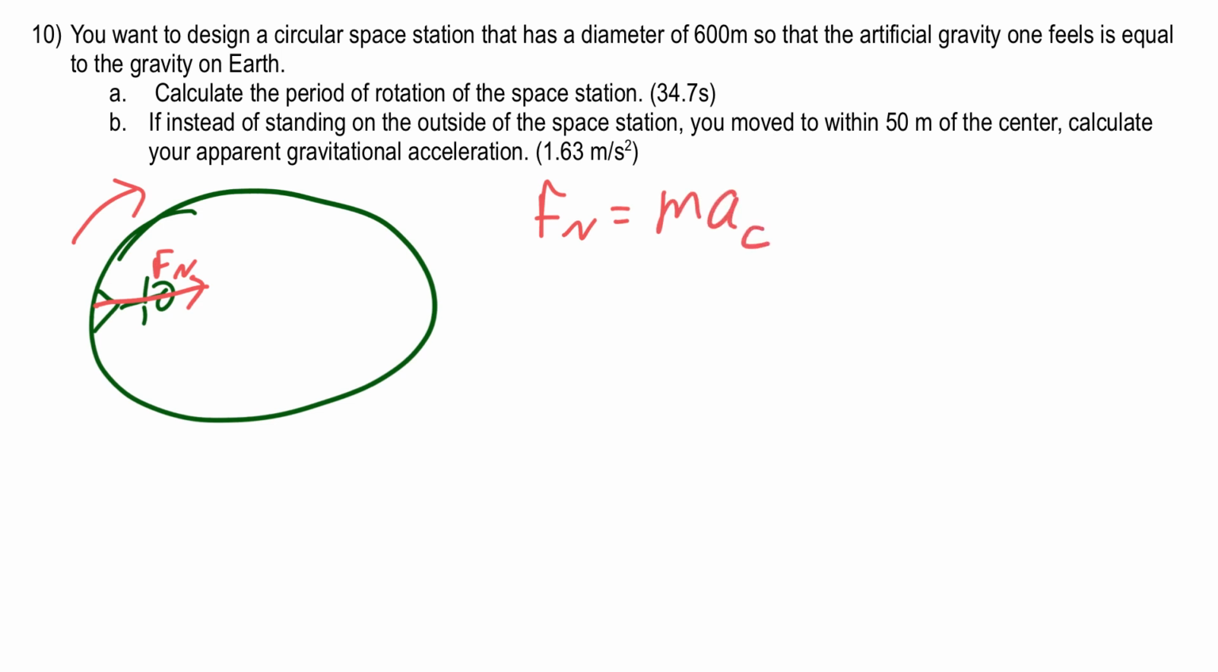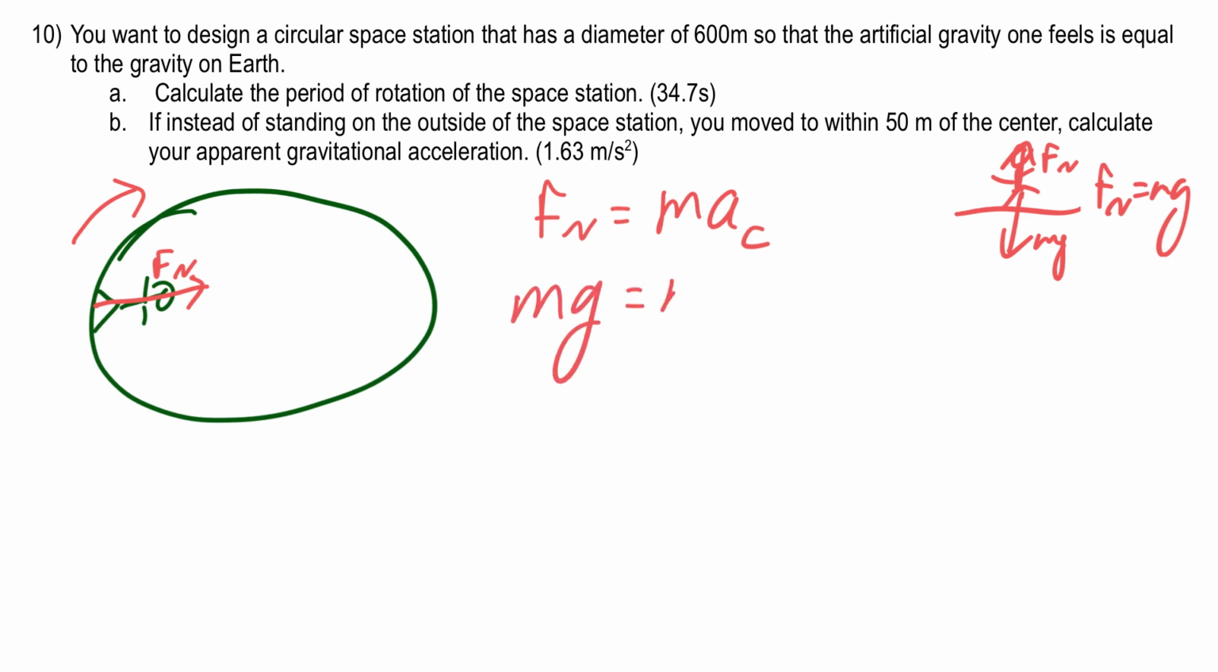And if we want this to be just like Earth, right? So if we're on Earth, here's me on Earth. On Earth, in a normal situation, gravity is equal to the normal force, right? So if we want this to be just like Earth, then our mg should equal our m a_c. Or essentially, g should be a_c.